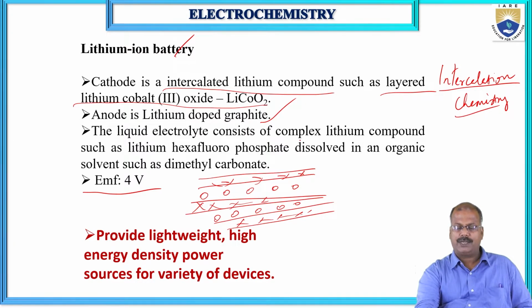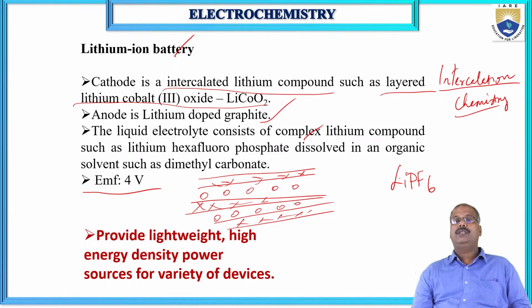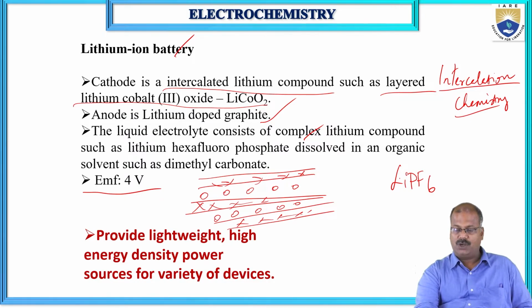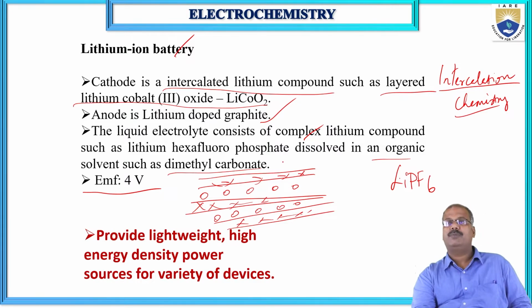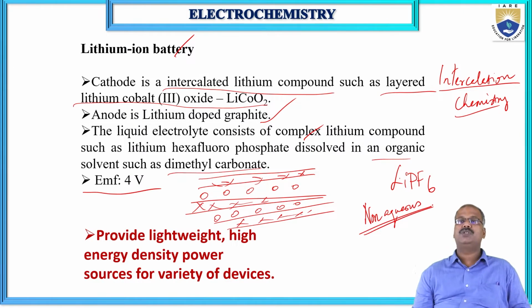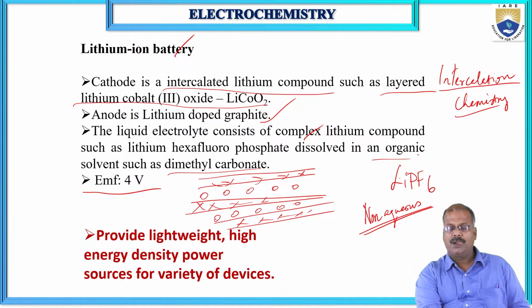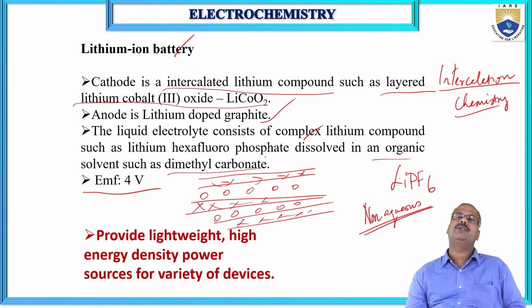Liquid electrolyte consists of a complex lithium compound, lithium hexafluorophosphate (LiPF6), dissolved in an organic solvent such as dimethyl carbonate. All these things should be non-aqueous, meaning water and moisture should not be there. As we all know, lithium can catch fire, or react immediately in the presence of aqueous conditions. So non-aqueous is a very important condition, which is normally provided by lithium hexafluorophosphate dissolved in organic solvent. This is the most common combination used as electrolyte in lithium-ion batteries, but some other combinations of complex lithium compounds are also used as liquid electrolyte.